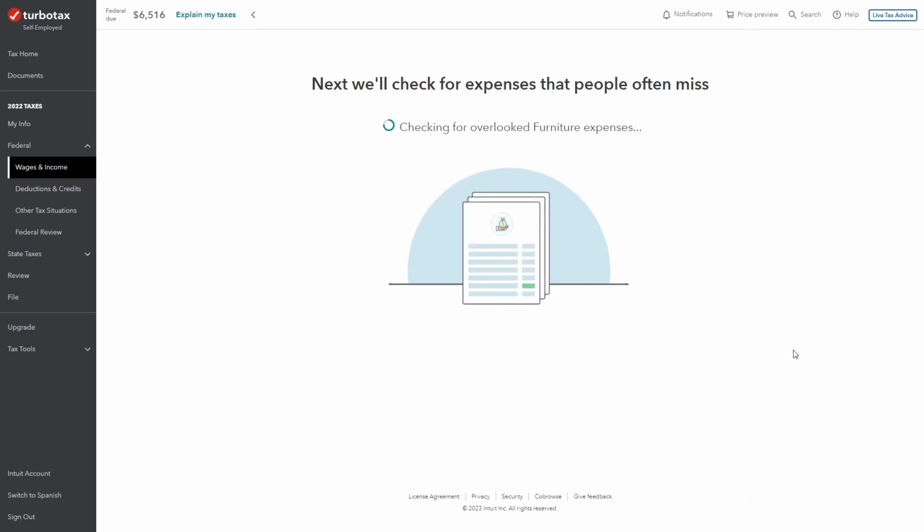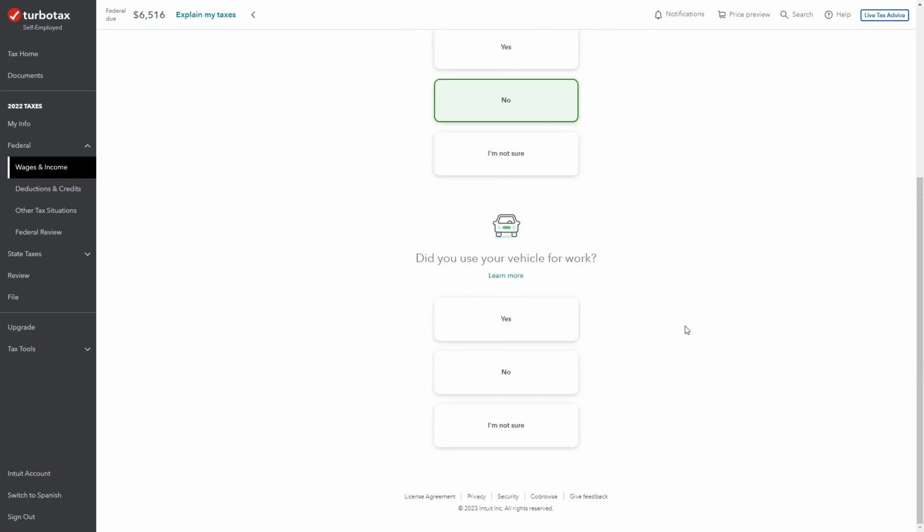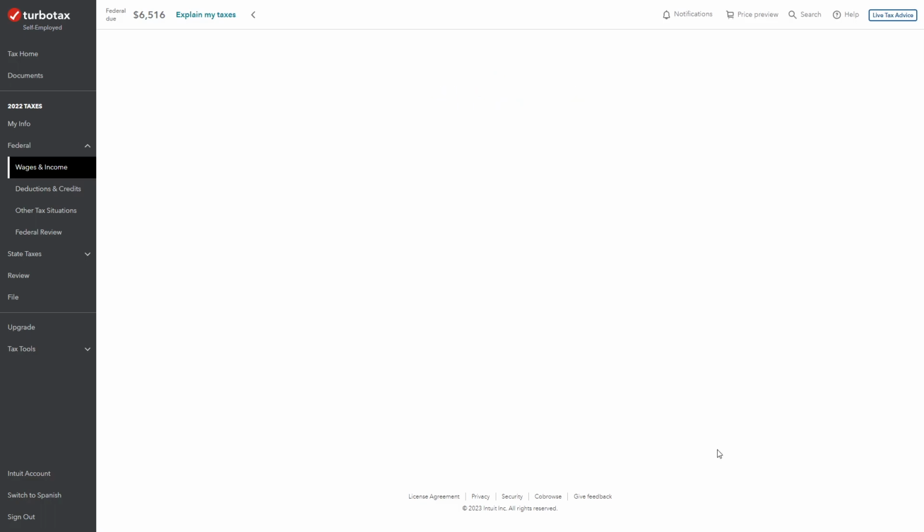And now it's going to give us a nice little prompt saying that maybe there's some stuff we might have missed. That's good. Always helpful, right, for suggestions. There's nothing wrong with that. Do we have any startup costs? No, we didn't incur any significant startup costs. All John did was pay the state to set up the LLC, and that was it. Vehicle use for work, no, right? If you did use your personal vehicle, you might be able to write off the mileage at whatever the mileage reimbursement rate is. We did not have a home office. Let's go ahead and keep going.